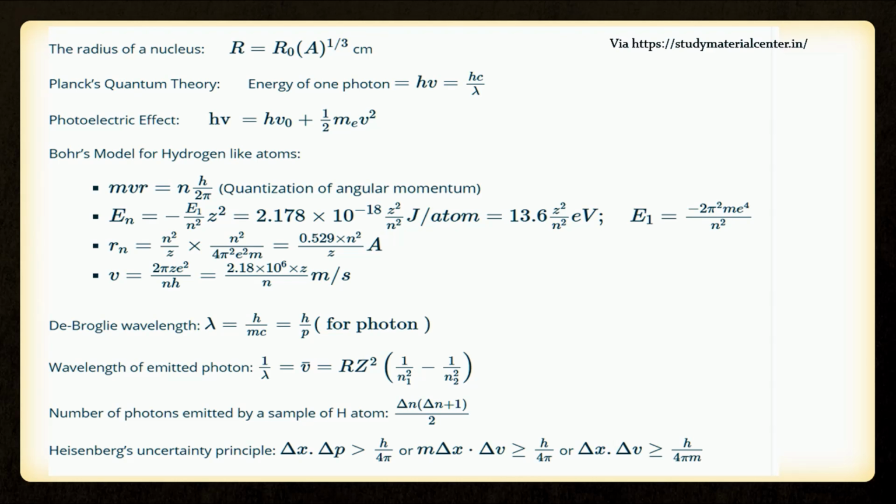Number of photons emitted by a sample of hydrogen atom, delta n is equal to delta n into delta n plus 1, the whole divided by 2. Heisenberg's uncertainty principle, delta x into delta p is greater than or equal to h by 4 pi, or m delta x delta v is greater than or equal to h by 4 pi, or delta x into delta v is greater than or equal to h by 4 pi m.